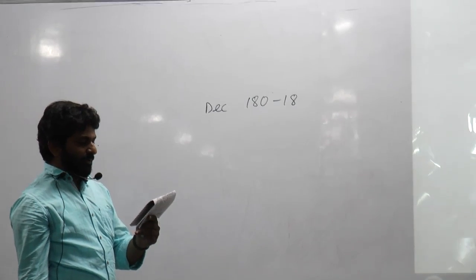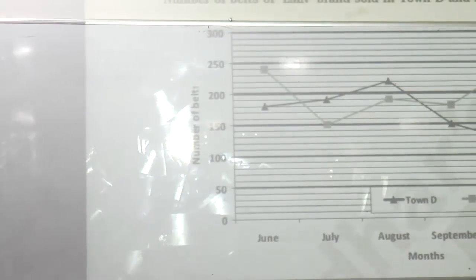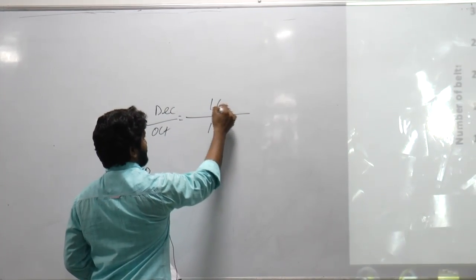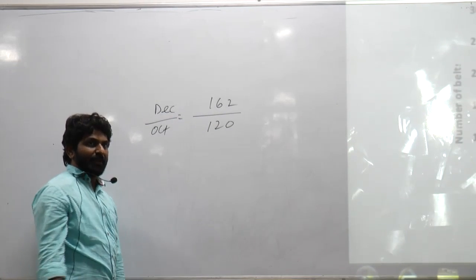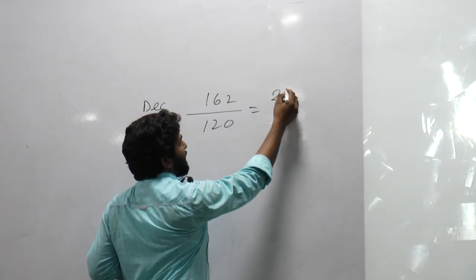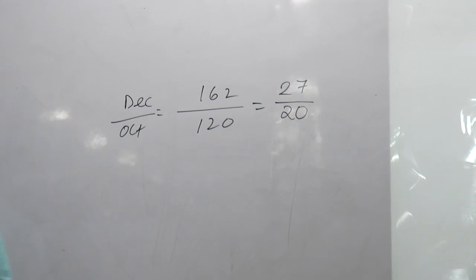What is the respective ratio between the total number of belts sold in December and those sold in October? October 120. This is 162. Cancellation with 6, 27 times by 20 times. That's it.